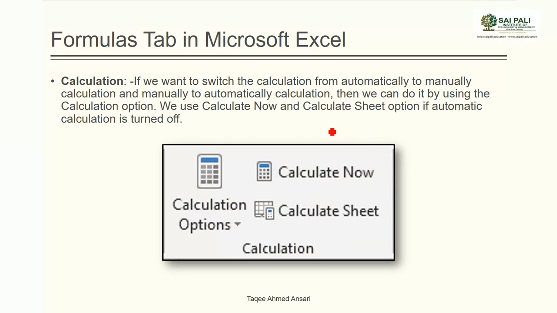The last group in the formula tab is calculation. This group is for switching the calculation from automatic to manual and manual to automatic. By default, when you add any function or formula in your sheet and your values change, all the related functions will also update automatically. That is automatic calculation. You can disable the automatic calculation, you can put it on manual also.